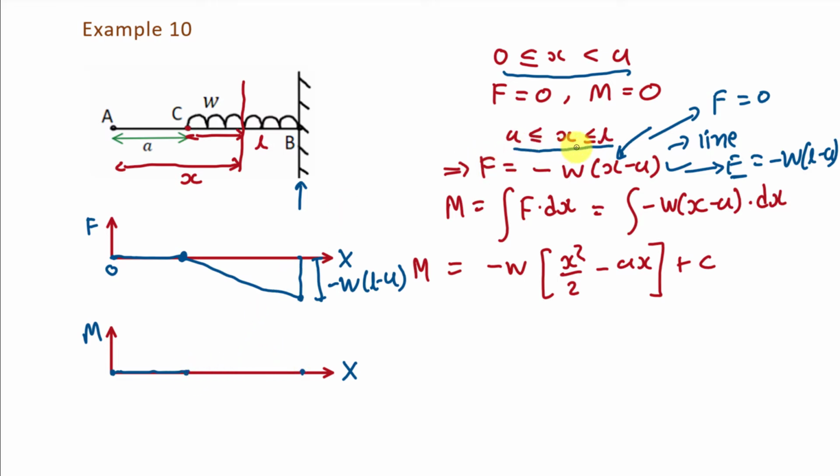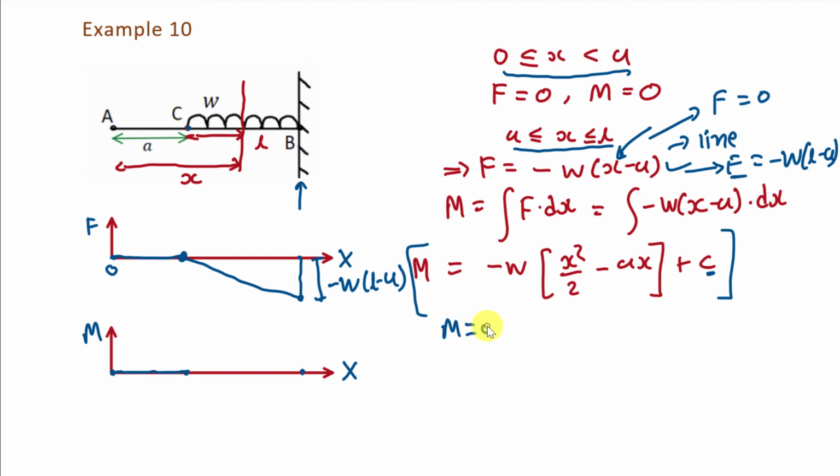Now in this interval, what is the value of bending moment? Bending moment is minus w into bracket x square by 2 minus ax. Now in this equation there is c that needs to be found out. For that we will put boundary condition at point C. Now at point C, similarly at the left side of this point C, there is no any bending moment and there is no any transverse force. So value of bending moment will be 0 at the point C.